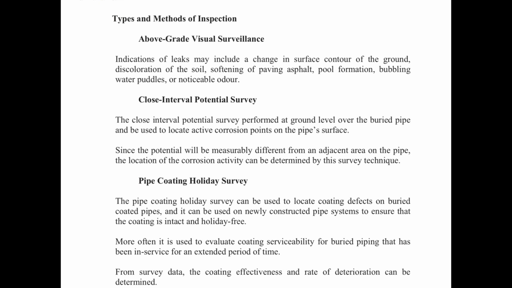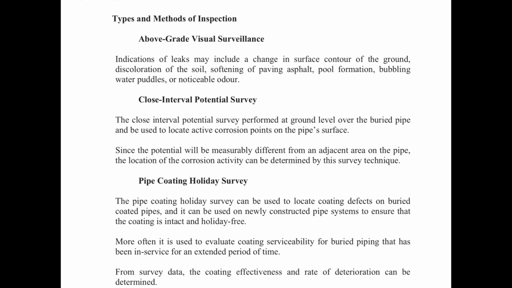The second one, close interval potential survey. The close interval potential survey is performed at ground level over the buried pipe and used to locate active corrosion points on the pipe surface. Since the potential will be measurably different from an adjacent area to the pipe, the location of the corrosion activity can be determined by this survey technique.